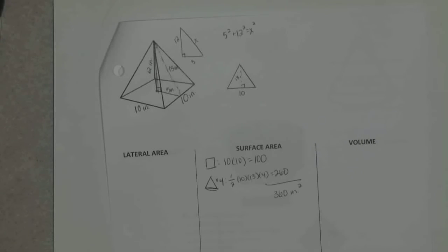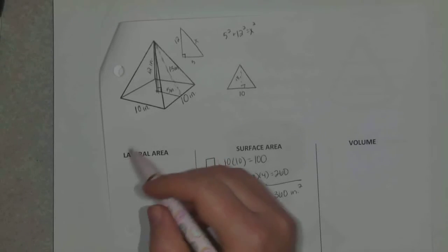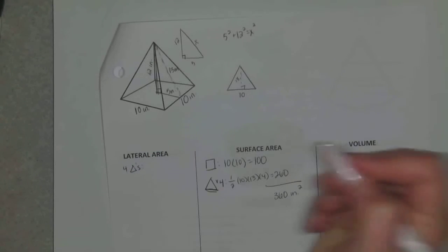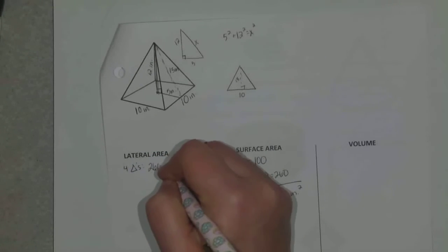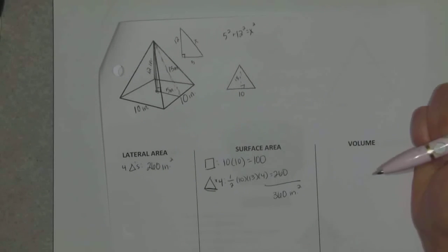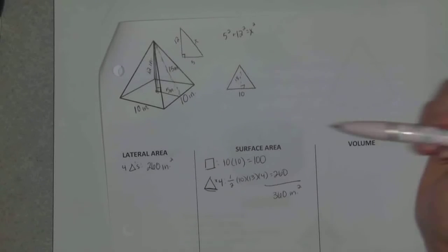So now the lateral area, remember lateral means side, it's just the area of all the sides. This would be the 4 triangles. So that's just 260. That's why I always find the surface area first and then the lateral area, because usually you don't have to do much work to figure that one out.